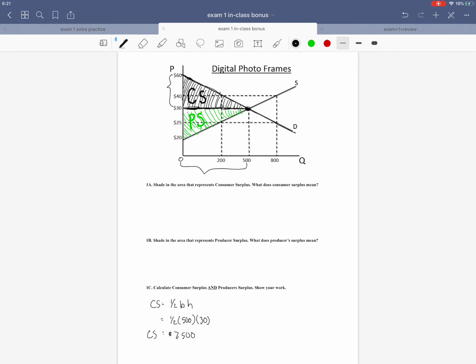Now producer surplus, we'll start it off the same way using that same formula, half base times height. We see that the base is the same, so this time I'm just using this part for the base up here. So 0 to 500, so half of 500. And our height goes from $30 here down to 20, so that's a difference of 10. So half of 500 times 10 is going to give me 2,500. So our producer surplus is equal to $2,500.